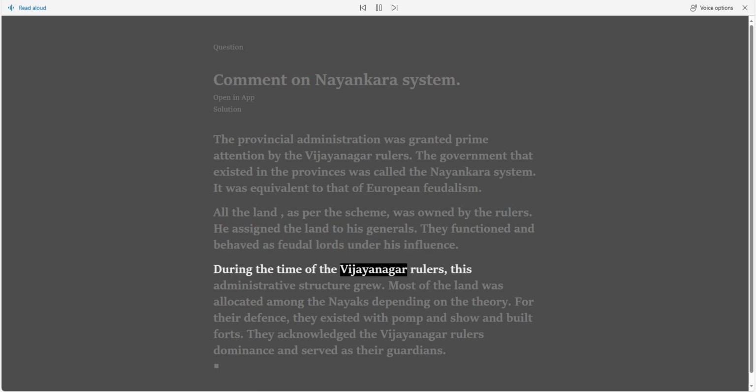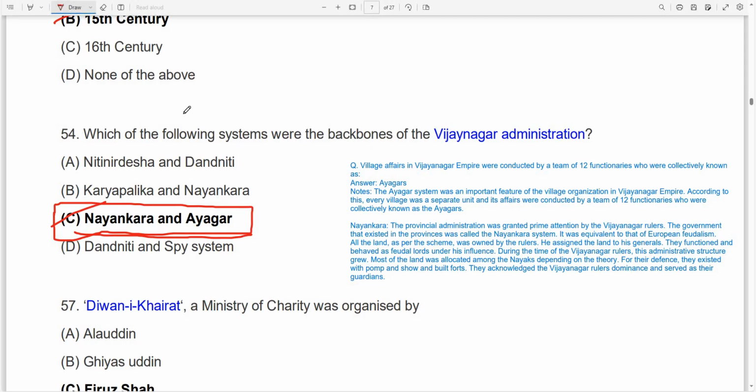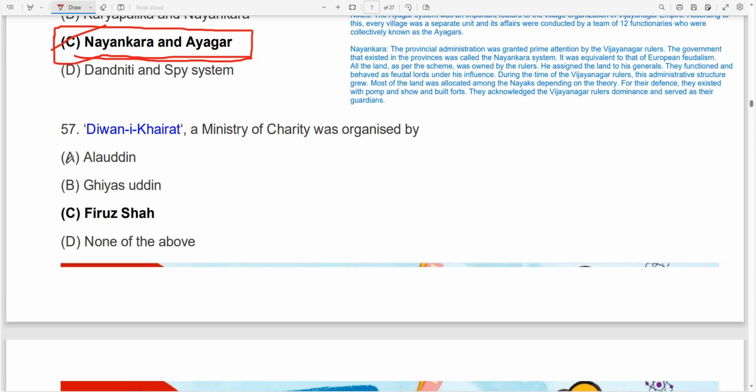During the time of the Vijayanagar rulers, this administrative structure grew. Most of the land was allocated among the Nayaks depending on the theory. For their defense, they existed with pomp and show and built forts. They acknowledged the Vijayanagar rulers' dominance and served as their guardians. So we got perspective into what the Nayankara system was all about, and it is written here as well. Moving on to the next question.